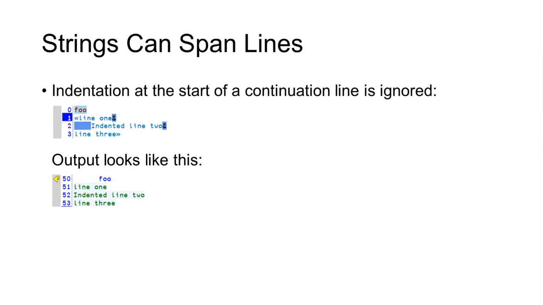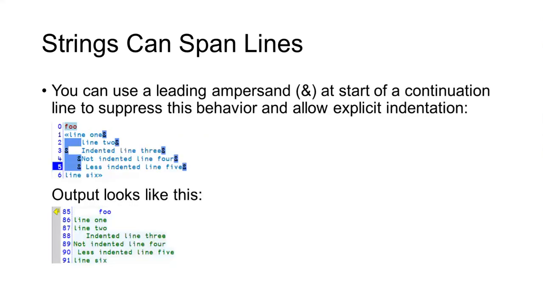The continuation characters are shown in this blue color by default. And so on line 2, you see those 4 spaces that are the blue color. Those are being ignored, and are not going to form part of the string. There will be a new line after line 1, but line 2 does not get those spaces as part of its indentation.